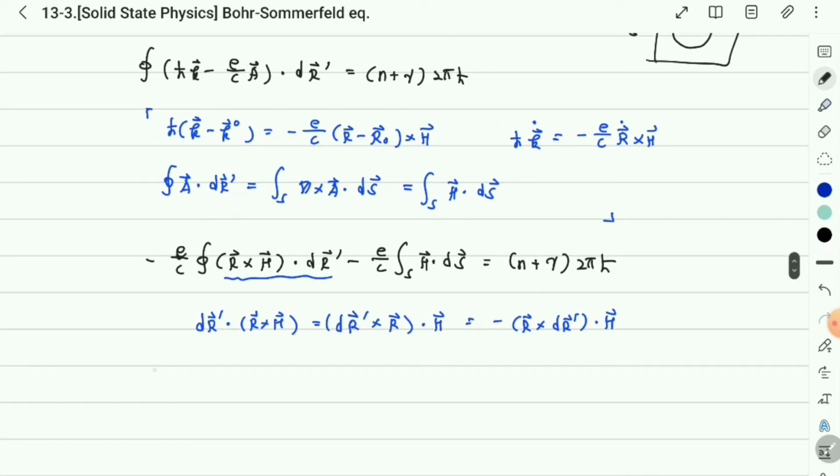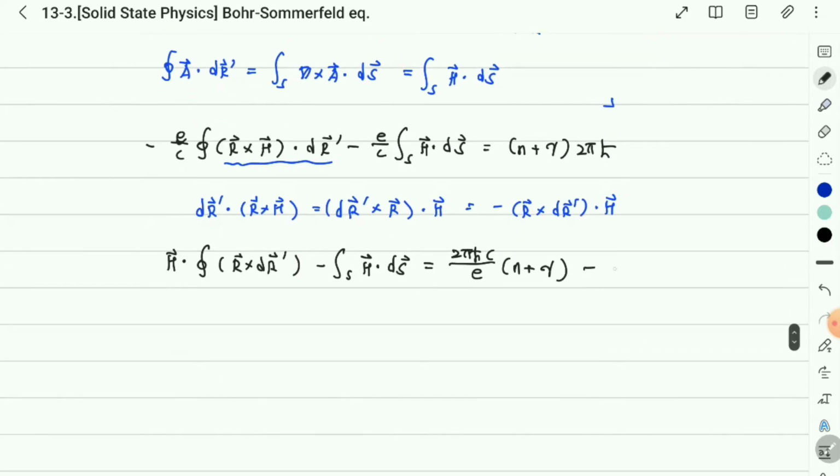Then here h dot line integration r cross dr prime is the first term, minus the surface integration h dot ds is the second term, and the right side is 2 pi h bar c over e times n plus gamma. Here let's denote this equation as star, and here S means the area of the orbit in real space.